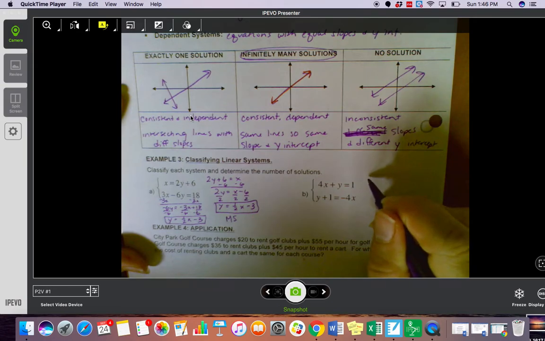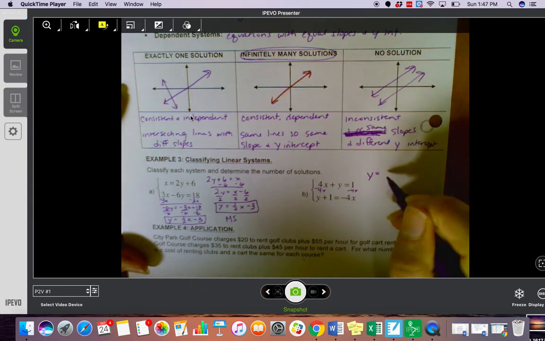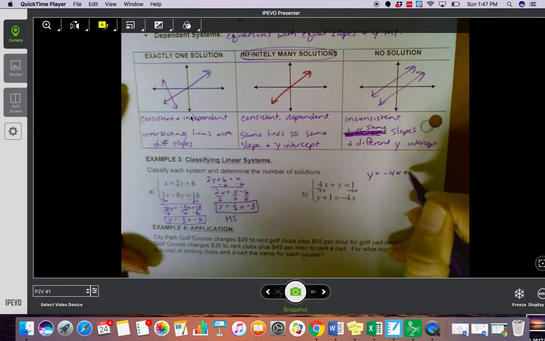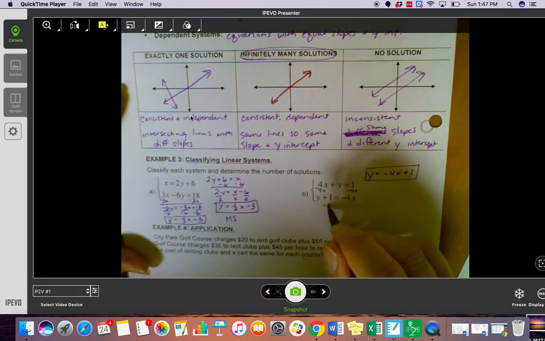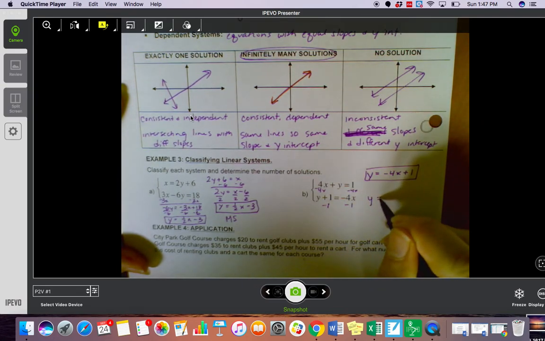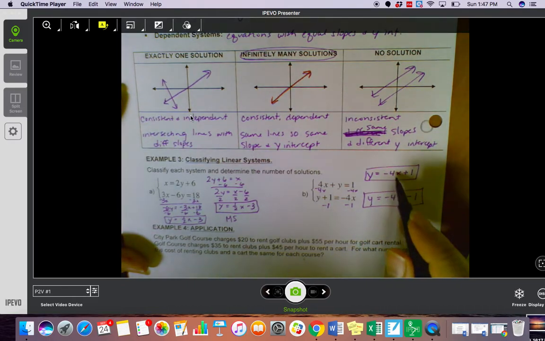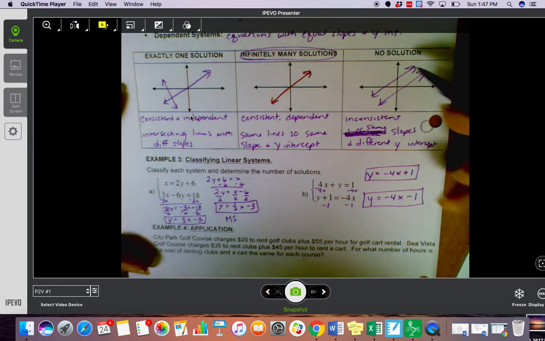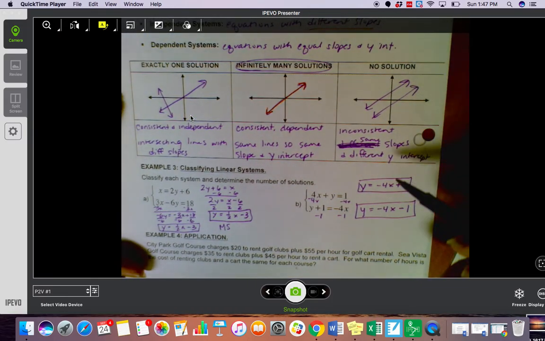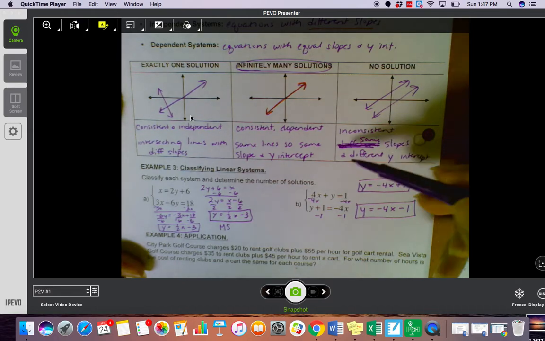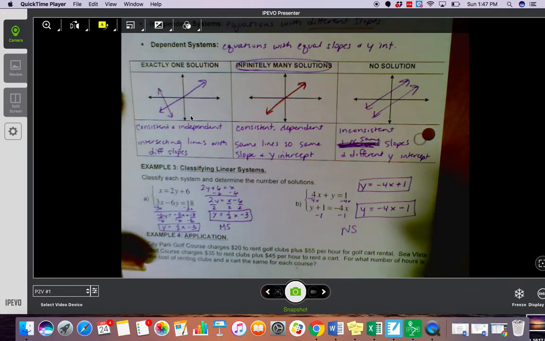For this one, we have y equals, I'm going to move that minus 4x on both sides, negative 4x plus 1. That's our first one. And then I'm going to do the same thing here, minus 1, minus 1. So y equals negative 4x minus 1. So again, we have the same slope but different y-intercepts. So that would be a no solution problem, because same slope, right here, different y-intercepts. So that's a no solution.